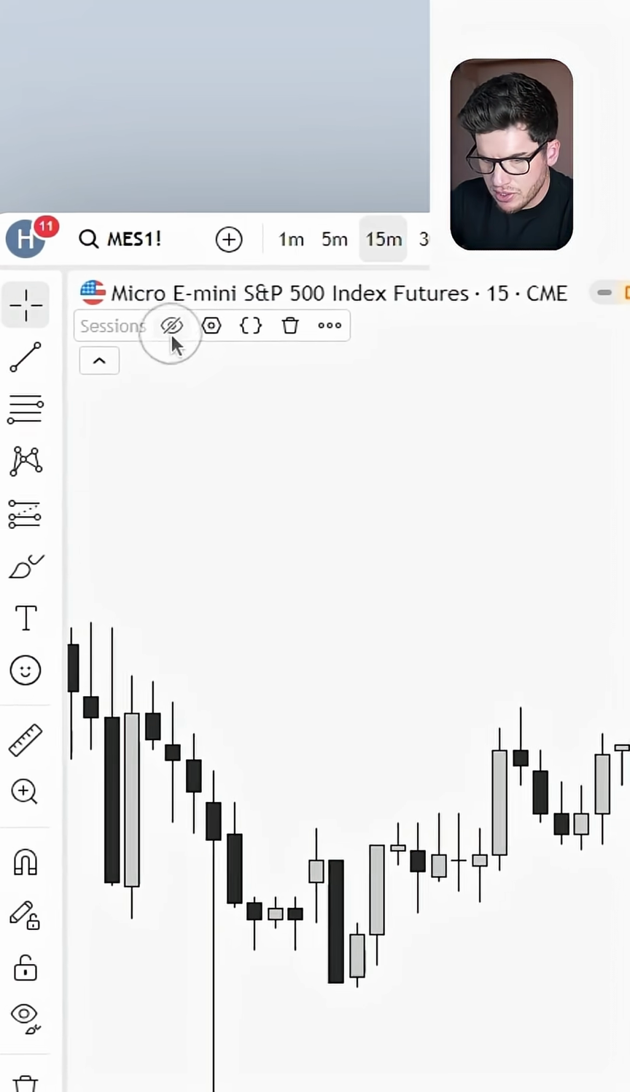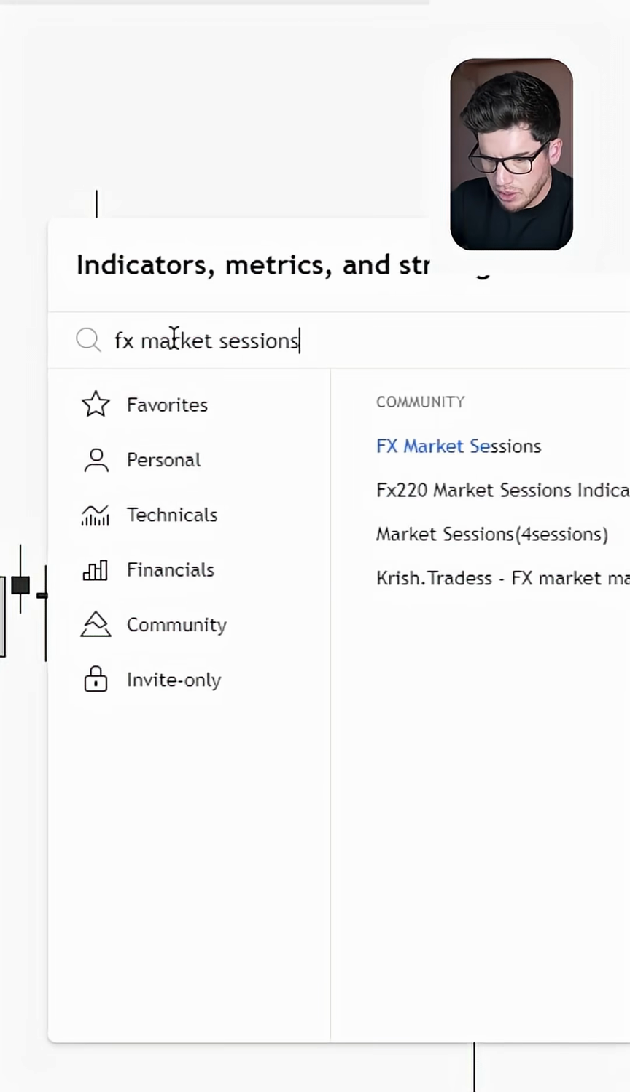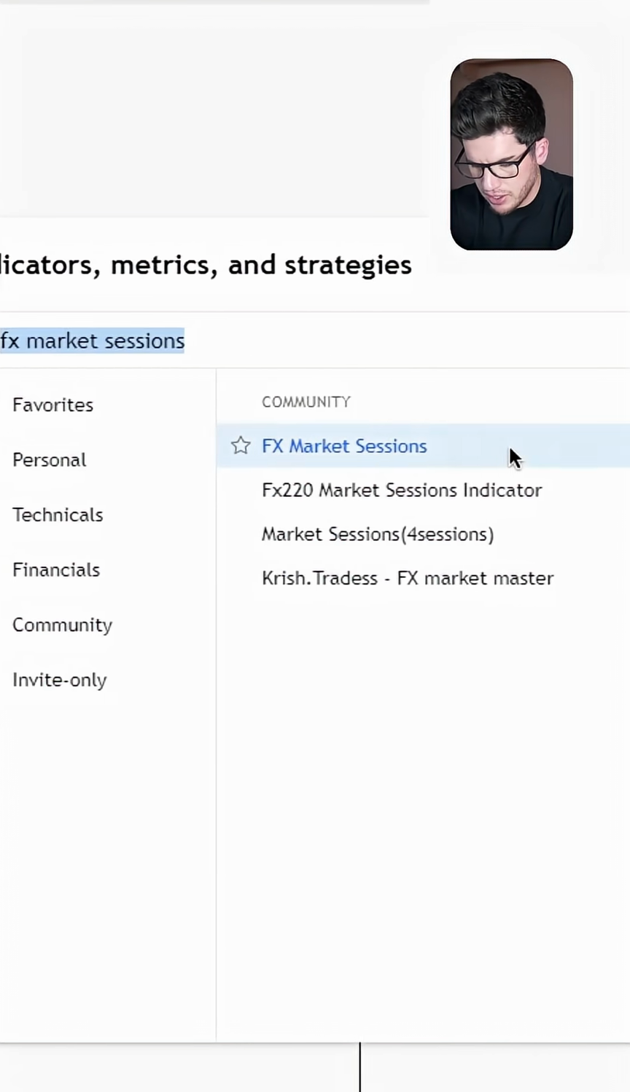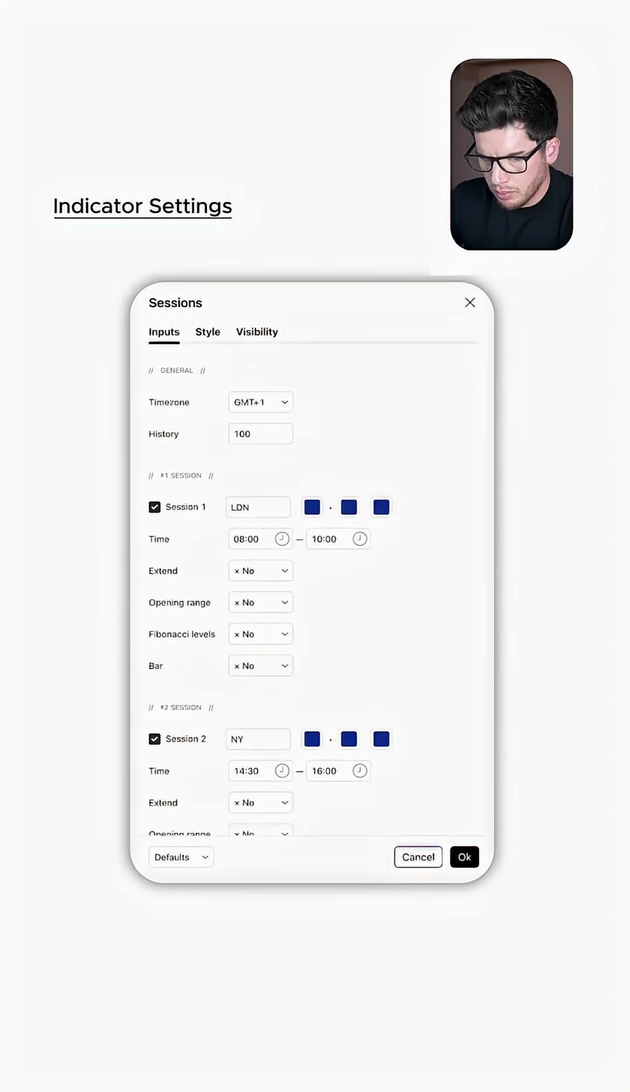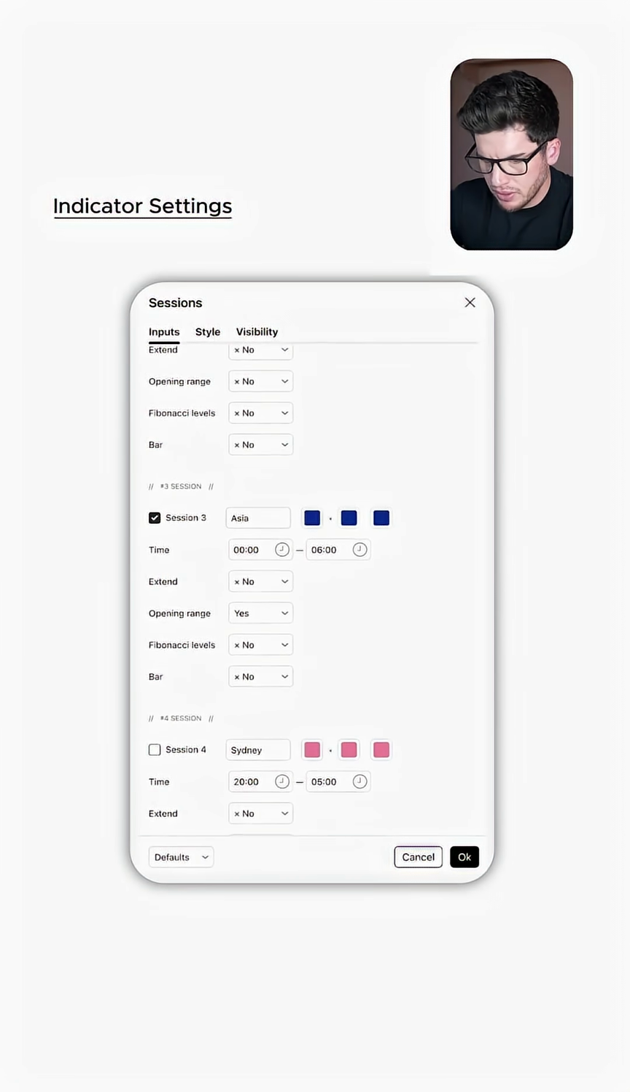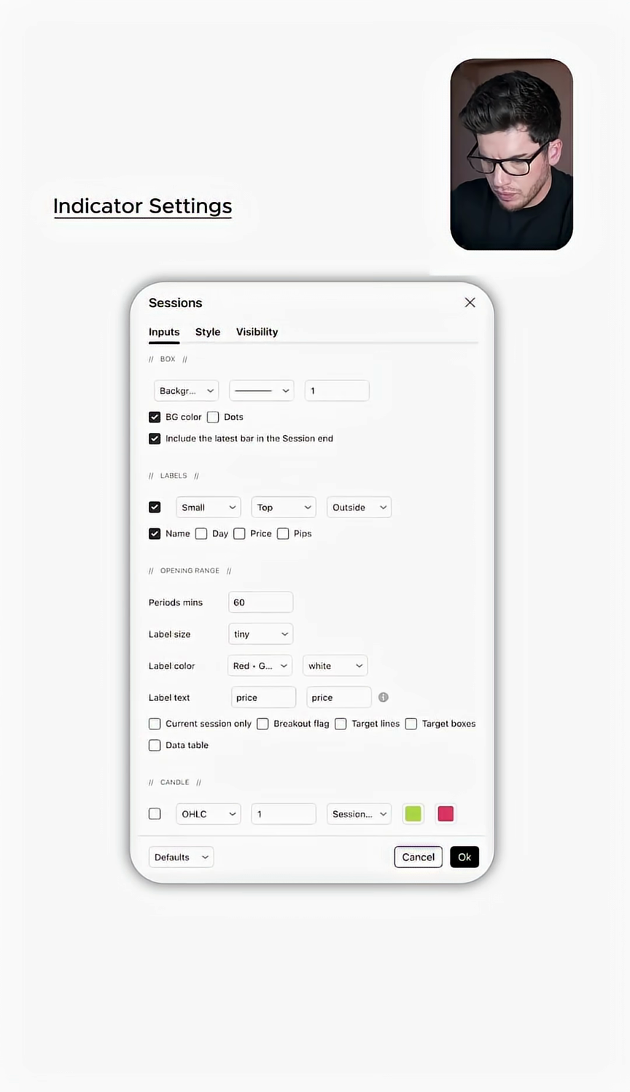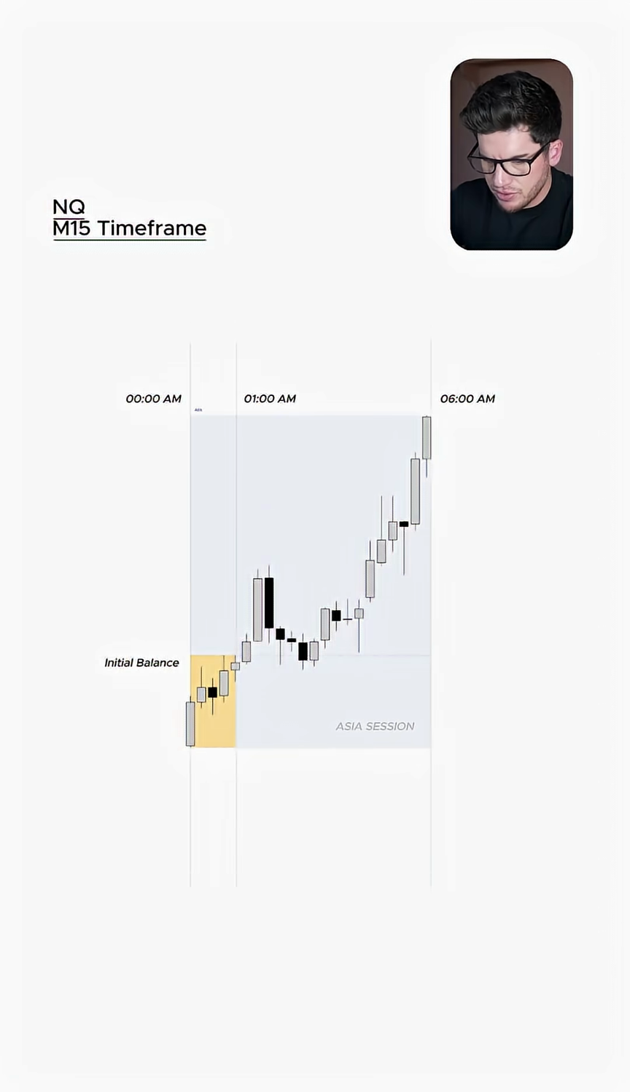So the first thing you need to do is go over to the indicators tab, and you want to search FX Market Sessions and click on the one made by Boytoki. Open the drop down menu on the top left, and once you have that open, in the settings, input your Asia session midnight to 6 a.m. UK time. For opening range, click yes. Then scroll down to opening range and choose 60 minutes. Hit OK, and that gives you your initial balance, the first hour of the trading day.